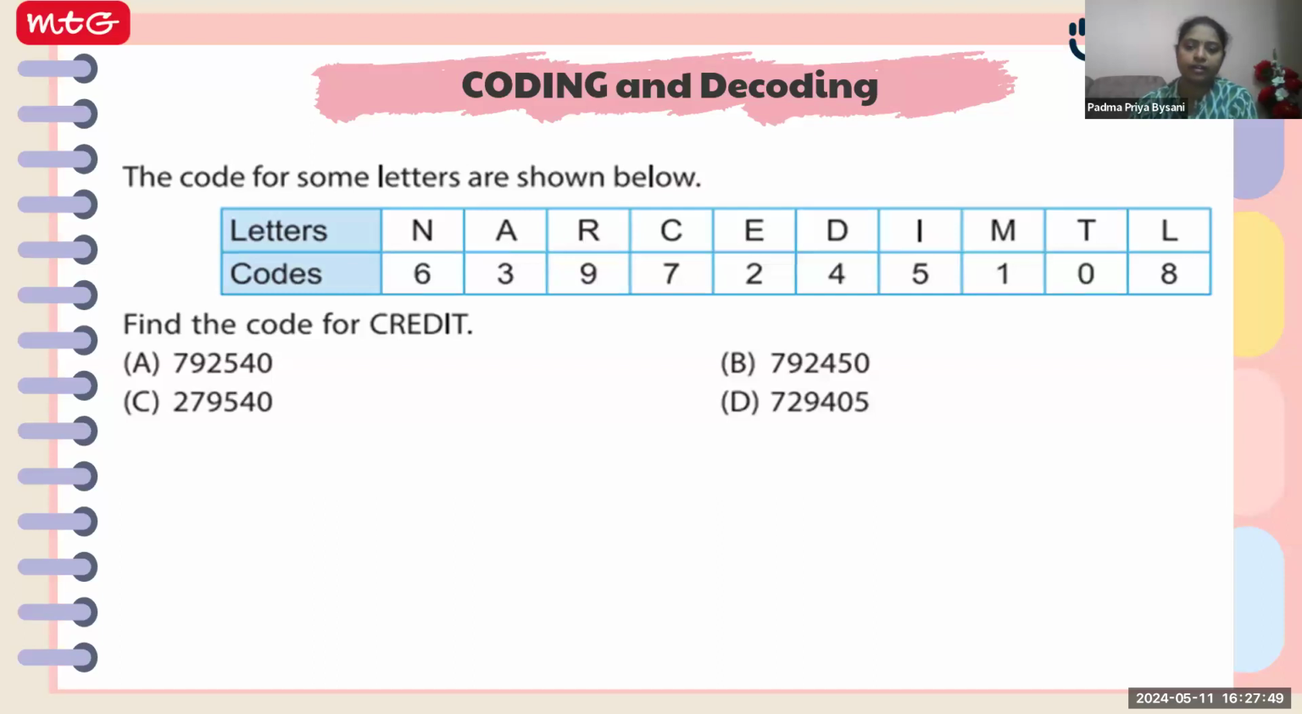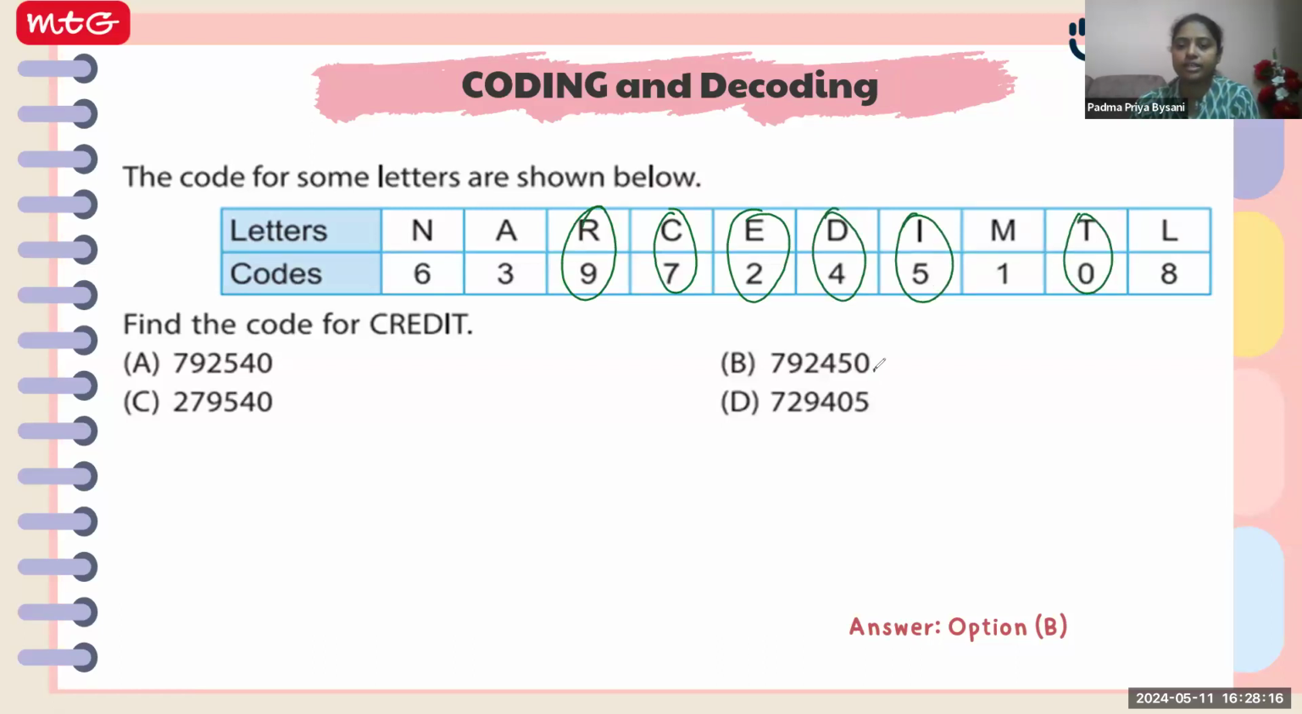Perfect. Very good. Excellent answers. Yes, all of you are right. It is clearly option B. Why? Because you need to relate every letter with its code. C is coded with 7, R is coded with 9, E is coded with 2, D with 4, I with 5, and T with 0. So you get 7, 9, 2, 4, 5. Here you are observing the relation between the letter and the number and you are correlating it.